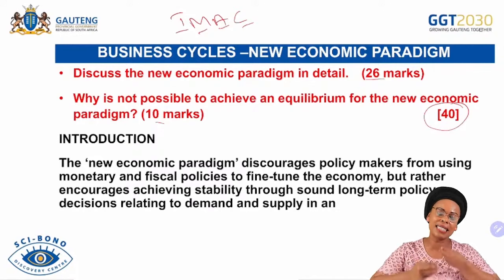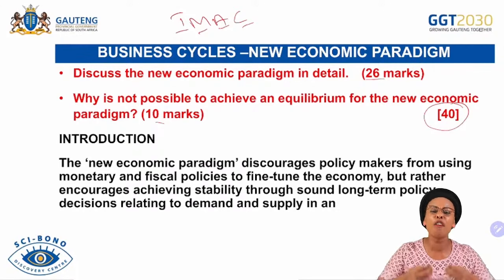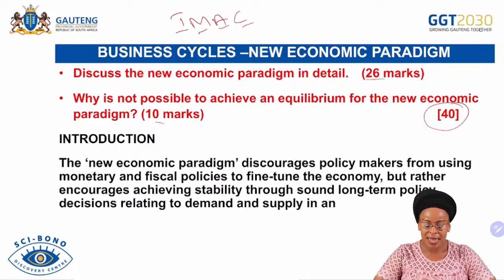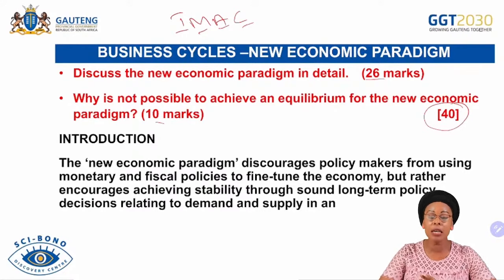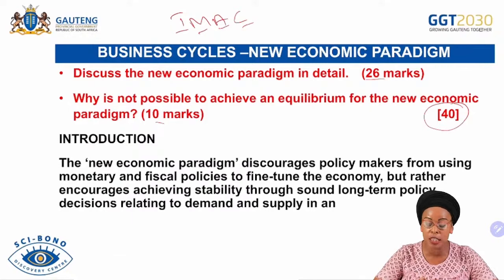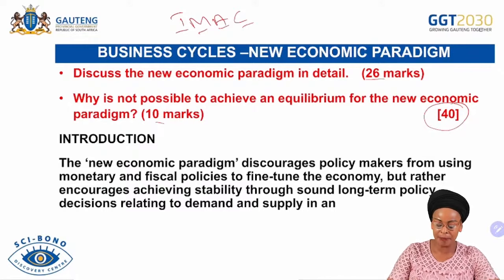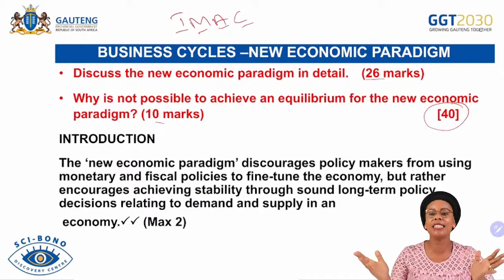So this is just an example. Here we're just trying to improve your skill of essay writing. The new economic paradigm discourages policymakers from using monetary and fiscal policies to fine-tune the economy, but it rather encourages achieving stability through sound long-term policy decisions relating to demand and supply in an economy. That is 2 marks.